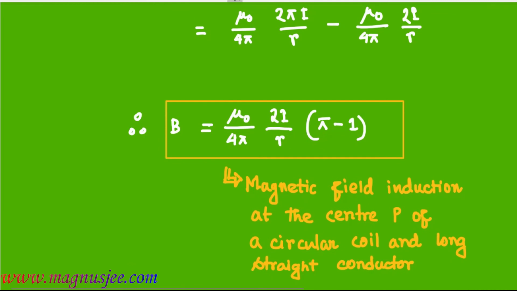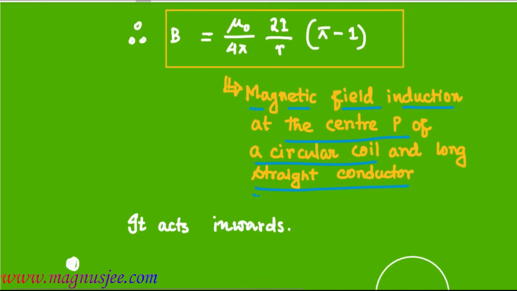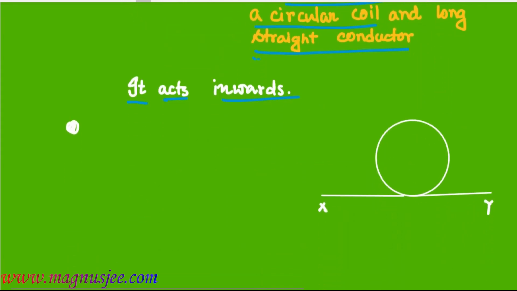So this is the magnetic field induction at the center P of the circular coil and due to the long straight conductor XY. It acts inwards. This resultant magnetic field induction acts inwards and perpendicular to the plane of the coil.